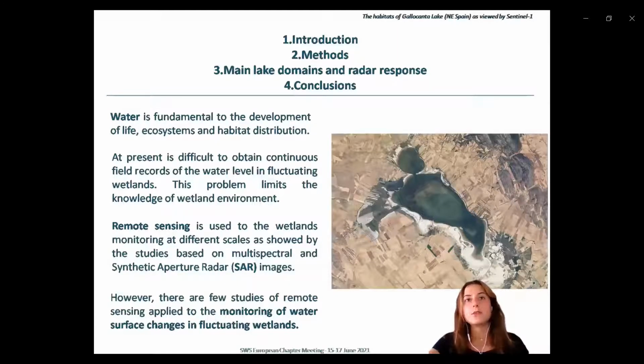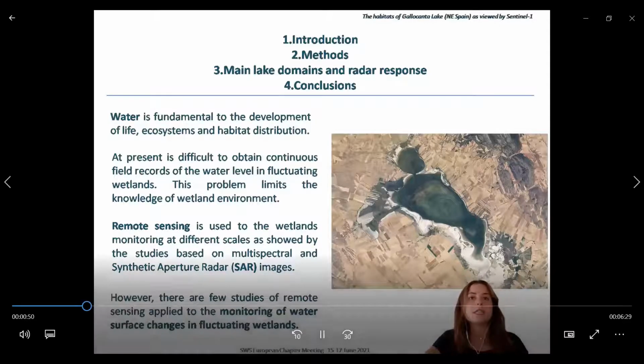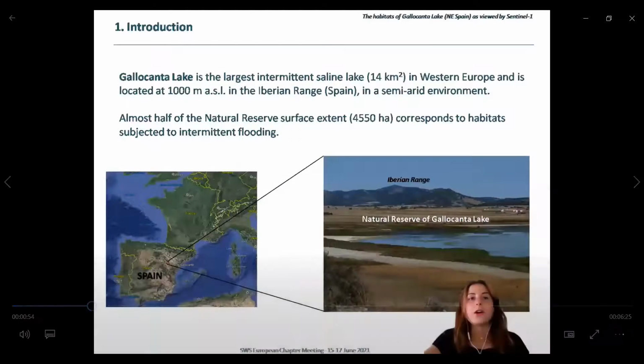At present, it's difficult to obtain a continuous record of water level in wetlands. This probably limits the knowledge of wetland environments. Remote sensing is used for wetland monitoring at different scales, as shown by studies based on multispectral and synthetic aperture radar images. However, there are few studies of remote sensing applied to monitoring of water surface, including wetlands. Okay, I will present our study.